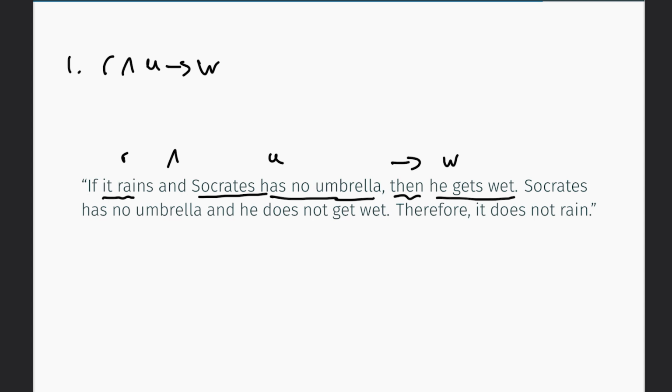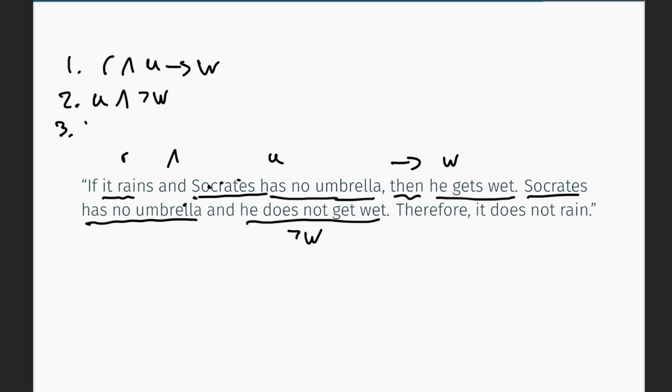That's the first one. Then the second sentence, Socrates has no umbrella and he does not get wet. So the second sentence then is Socrates has no umbrella. We saw that before. That's U. And is the conjunction. He does not get wet. Remember that getting wet is W, so not get wet is the negation. That's the second statement. Therefore, it does not rain. So let's just write this down as therefore, and it does not rain. Remember, it rains is R, does not rain is the negation, so not R.